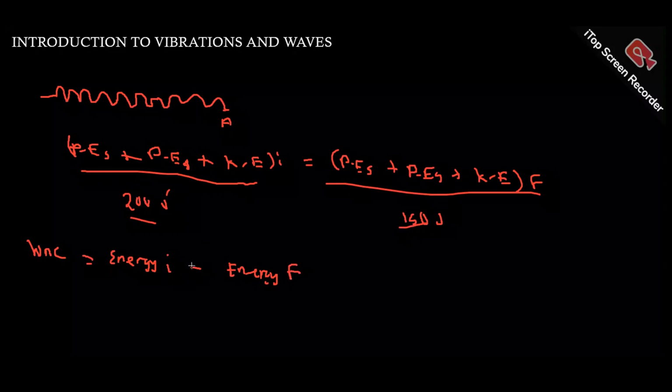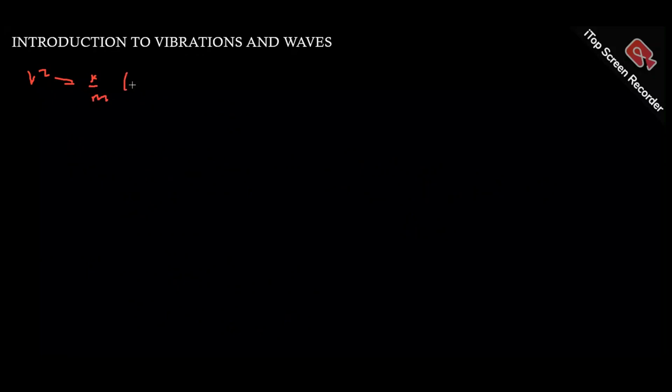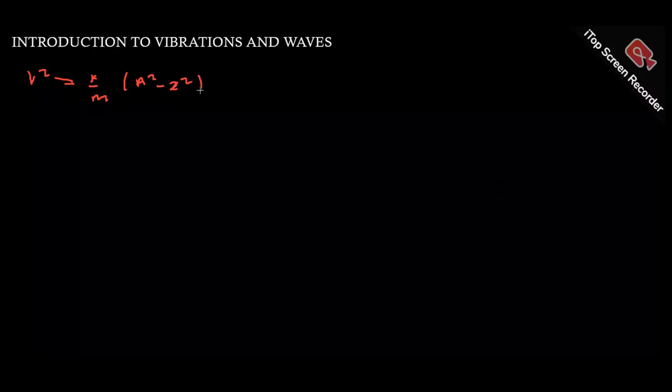In this case, what we're talking about is 150 minus 200. It's going to give us negative 50 joules. That is the energy which is lost through friction. Okay. And lastly, you're supposed to know how to come up with this formula. This formula is very important, and one should know how to come up with it.